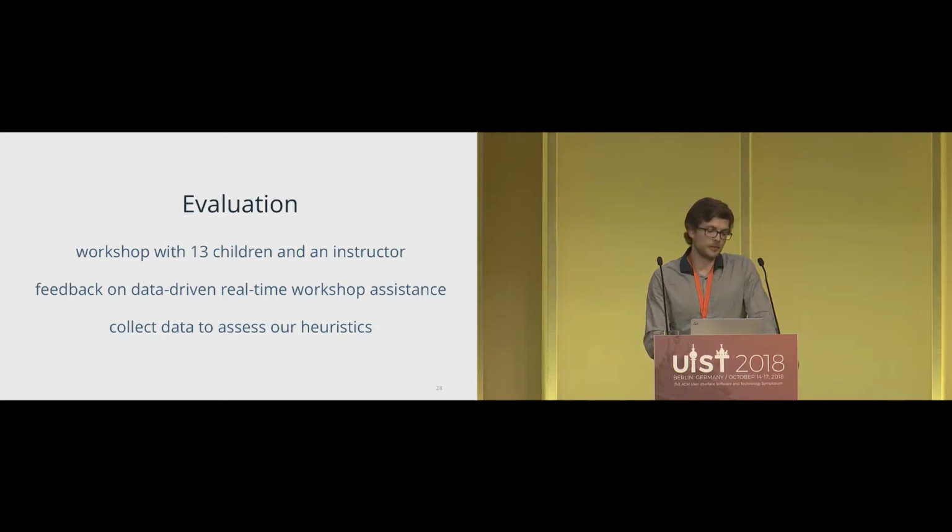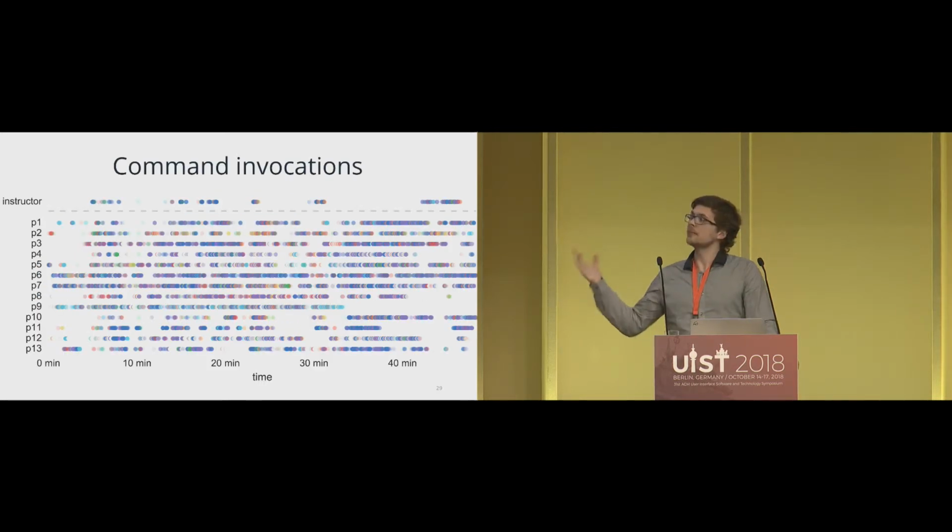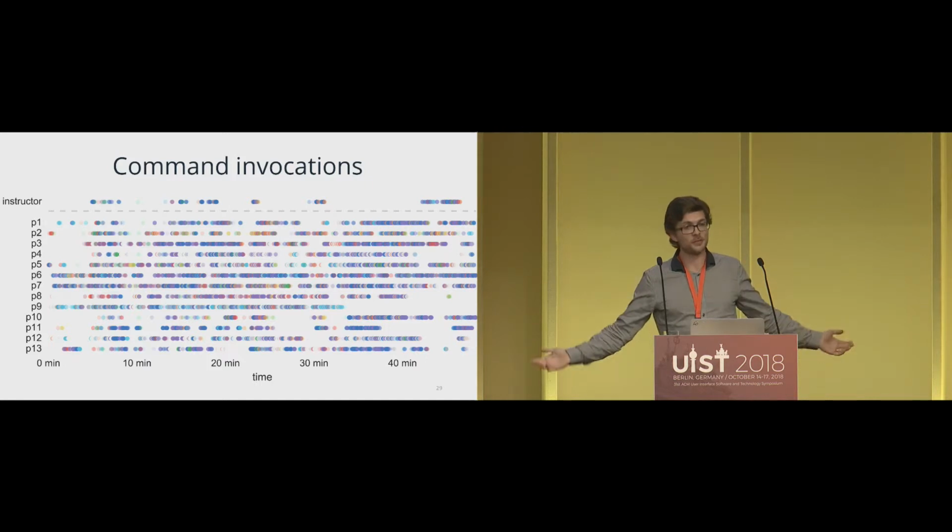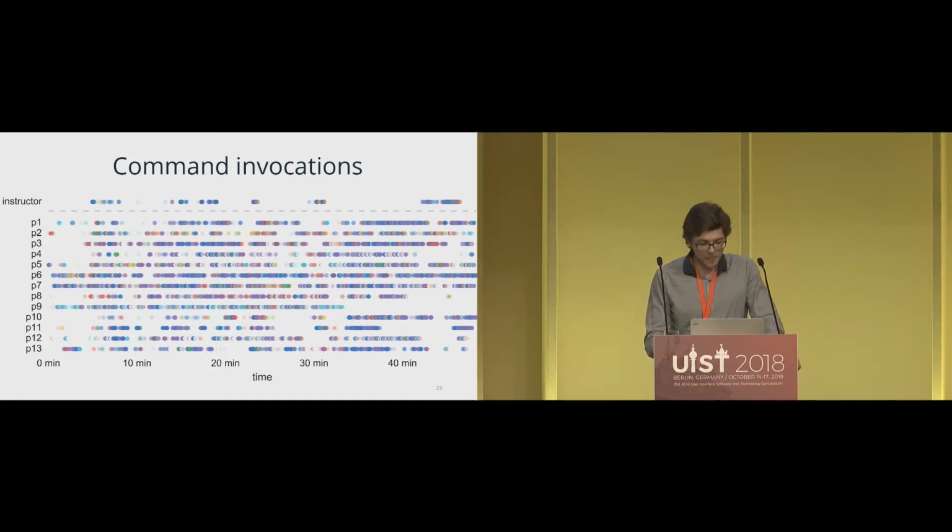The first type of data we collected was command activity. This image depicts all the command activation that happened during the workshop from the instructor and the students. The way we use this very colorful and nice graph is to check our heuristics, as I mentioned.